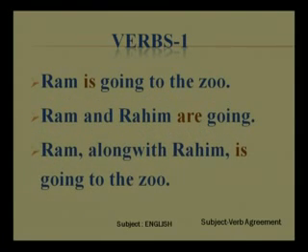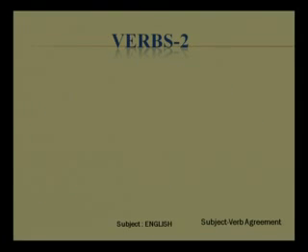Sentence number 3, Ram along with Rahim is going to the zoo. Again, I am talking about Ram, but the words along with are in such a way that your focus is on Ram, not on Rahim. So, though Ram and Rahim both of them come in the beginning of the sentence, the subject is Ram and it's singular. That's why again we have used is.